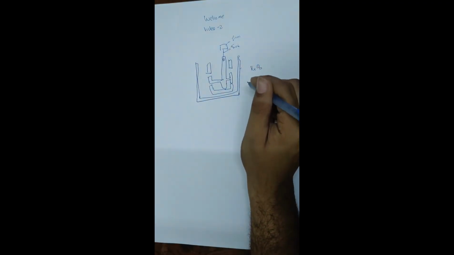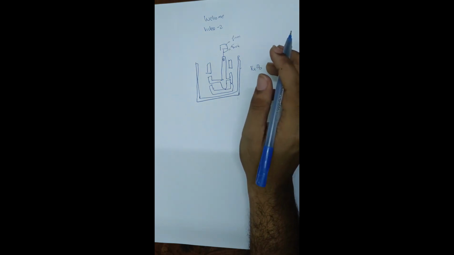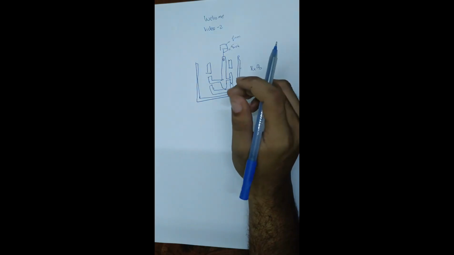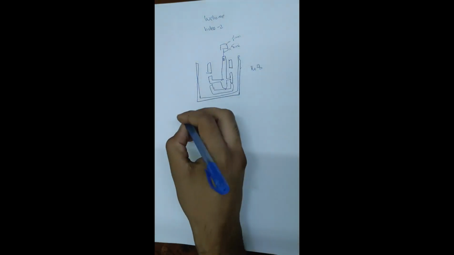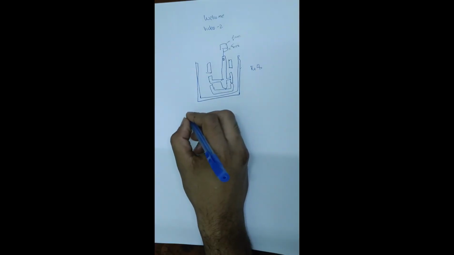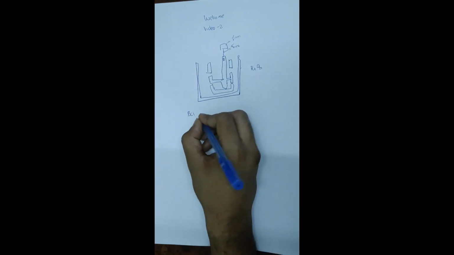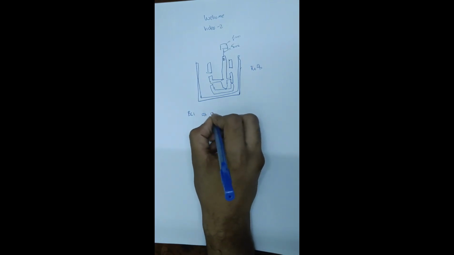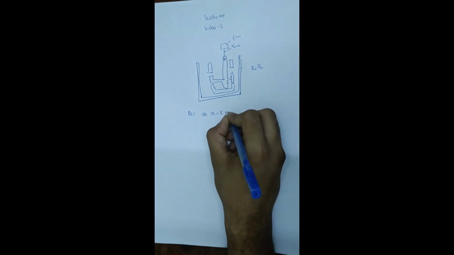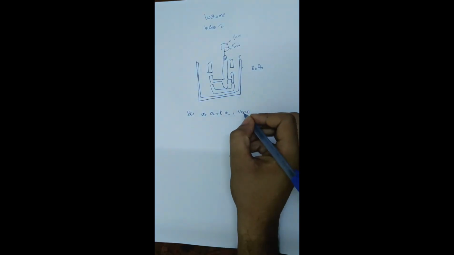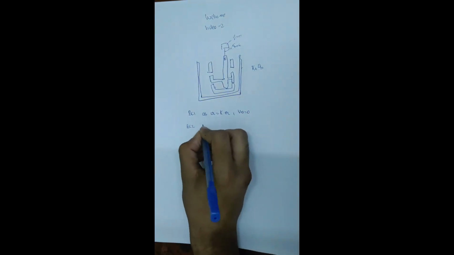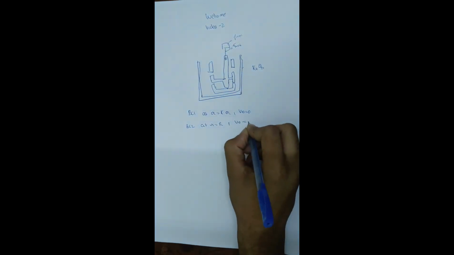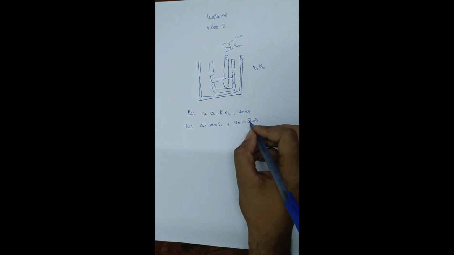In this question we have to derive an expression for the viscosity of the fluid. Let's start with the boundary conditions given in the question. Boundary condition 1: at r equal to kappa R, v theta is equal to 0. For boundary condition 2: at r equal to R, v theta is equal to omega naught times R.